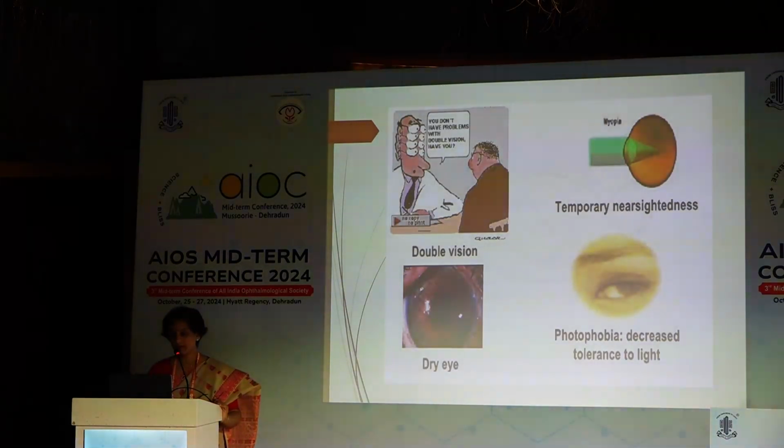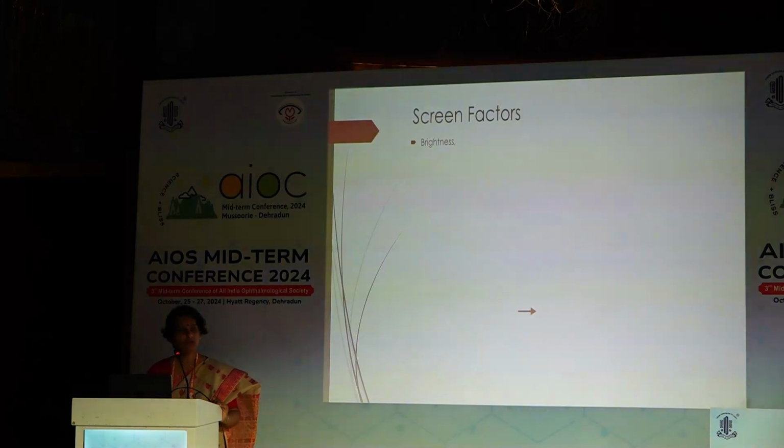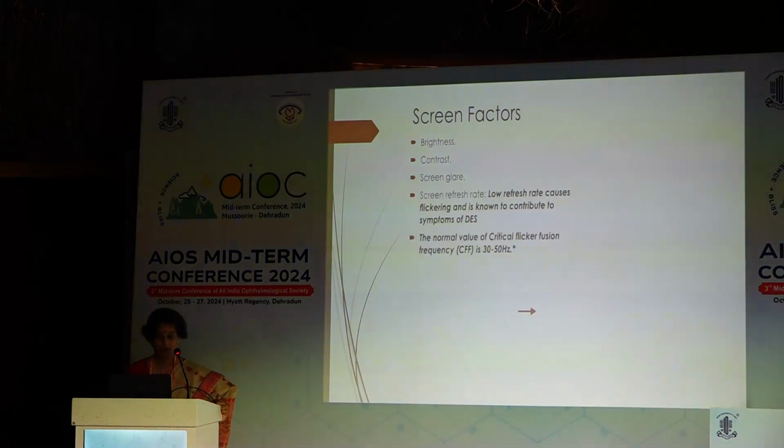These are some other symptoms. We know, as we've seen in the first slide, that brightness matters, contrast matters, and screen glare also matters. There's something called screen refresh rate. If it's less, it causes flickering of the screen. There's an optimum flicker rate or the fusion frequency, which needs to be 30 to 50 hertz. Otherwise, the picture or the video comes as flickering.